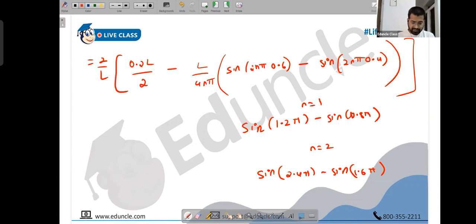First, let me check if my calculator is in radians. So if I write sine pi by 4, I'm getting the right value. Okay, so this is giving me values in radians. Sine 1.2 pi, I got a value. Minus sine 0.8 pi.